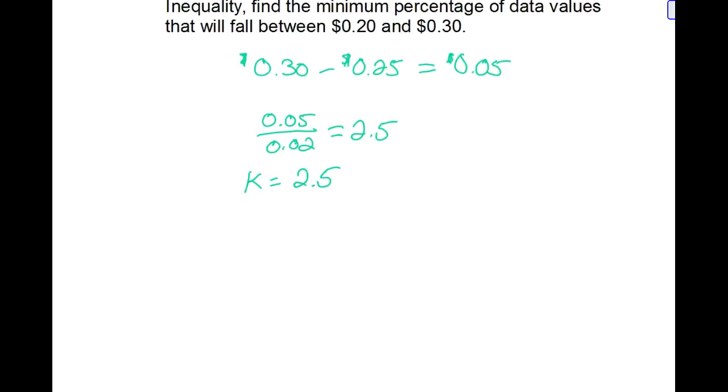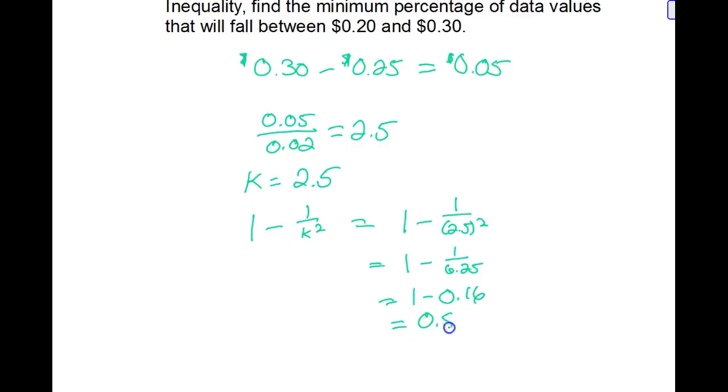Now, in order to get our percentage, remember we use 1 minus 1 over K squared. So that's 1 minus 1 over 2.5 squared, which is 1 minus 1 over 6.25. That's 1 minus 0.16, which leaves me with 0.84, or 84%. Remember, changing a decimal into a percentage, we move the decimal over 2 places to the right.